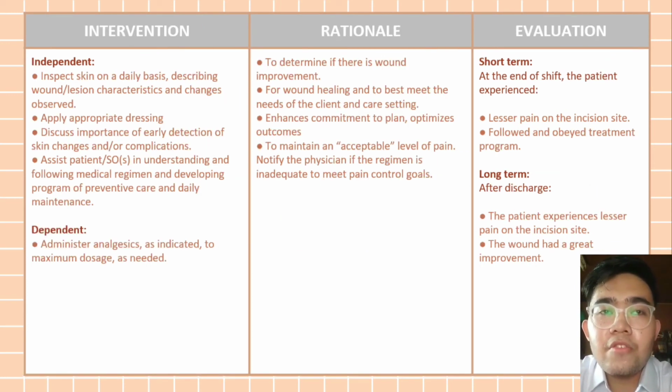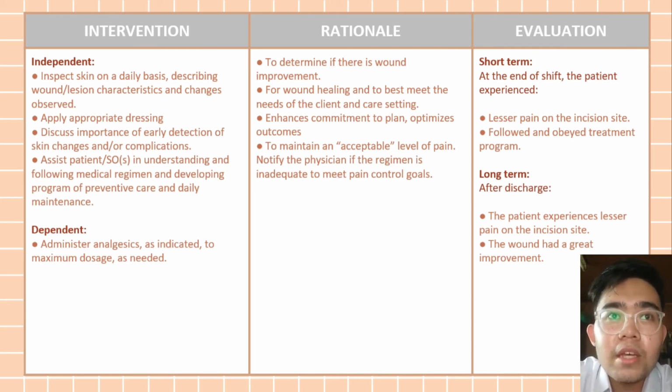So next is the intervention. First of the independent intervention is inspect skin on daily basis, describing wound or lesions characteristics and changes observed, and the rationale of it is to determine if there is wound improvement. Second, in the independent intervention is apply appropriate dressing, and the rationale of it is for wound healing and to best meet the needs of the client in care setting, because dressing can help the wound to be healed perfectly and also helps the wounds not be contaminated.